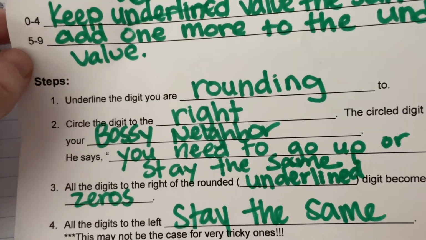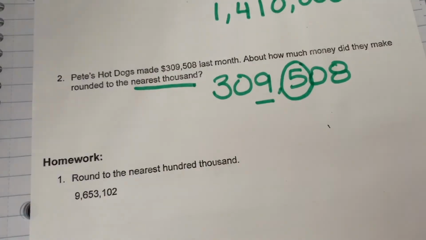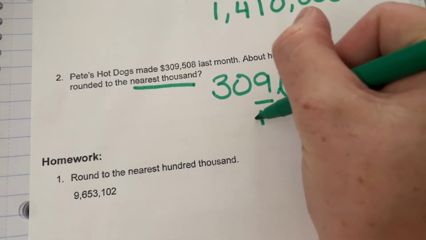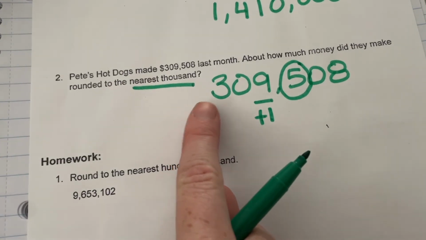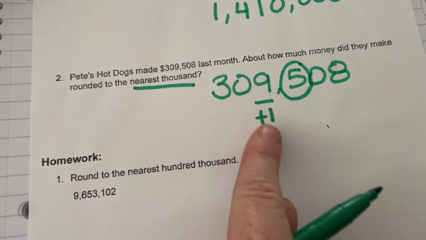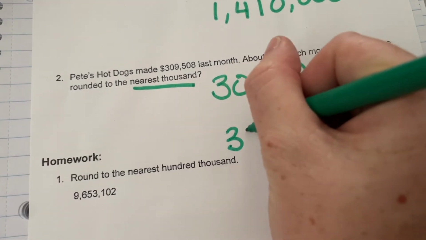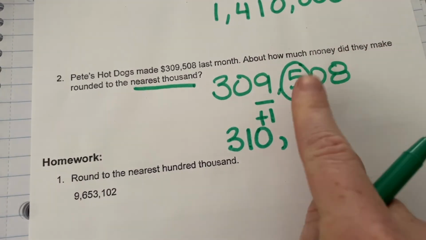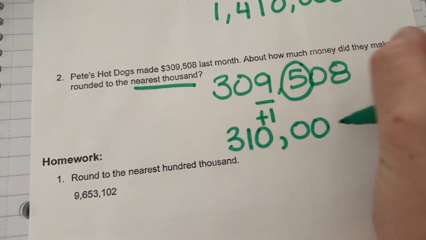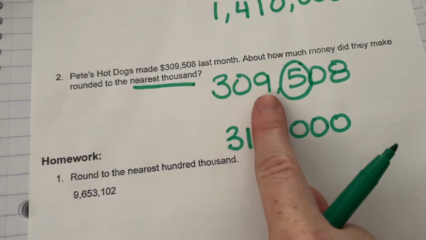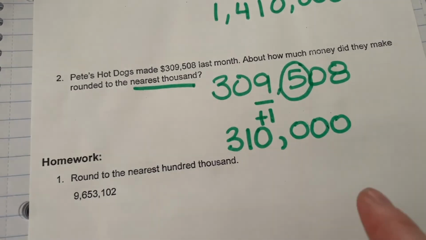And I'm going to look, the 5 is the one that says you need to go up by 1. So I'm going to say that this one needs to go up by 1. So if I look at this, I have 309 plus 1. So 309, 310. So I have 310. And then all the digits to the right become zeros. This was a tricky one because it was a 9. That changed it to a 10.